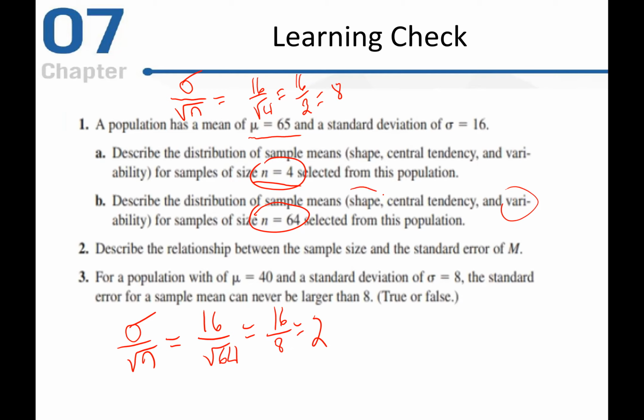The shape is going to be normally distributed because the sample size is over 30, so we're going to assume that it's from a normal distribution. And the central tendency is still going to be 65, because if we average the sample means out, the average of the distribution of sample means is going to be equivalent to the population mean.